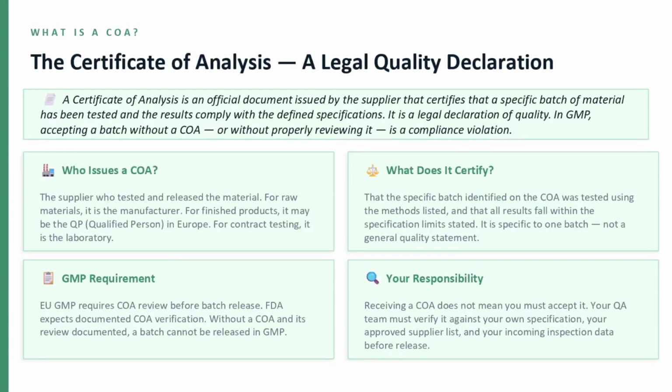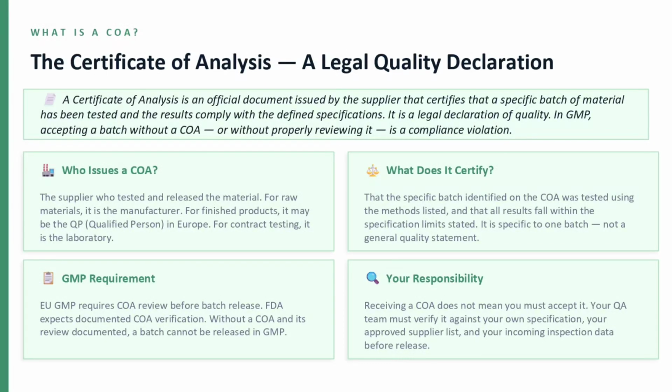There are 4 things to understand about your responsibilities as the receiver of a COA. First, you need to verify that the COA comes from a supplier who is on your approved supplier list. A COA from an unqualified source is not acceptable regardless of how good the results look. Second, a COA certifies what the supplier found when they tested their material. It does not certify the identity, integrity, or quantity of what arrived at your door.